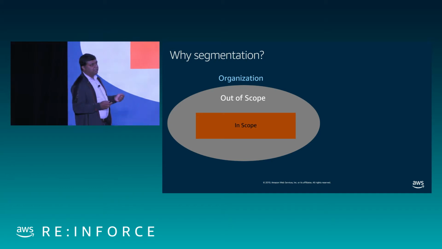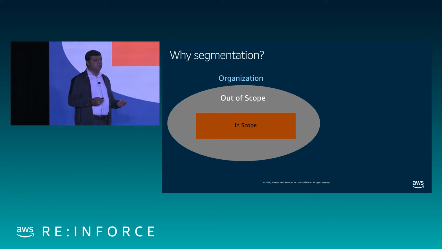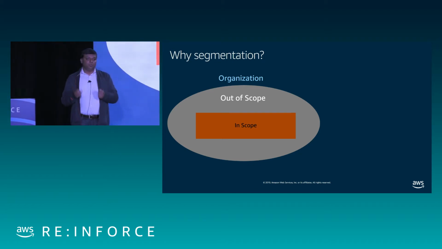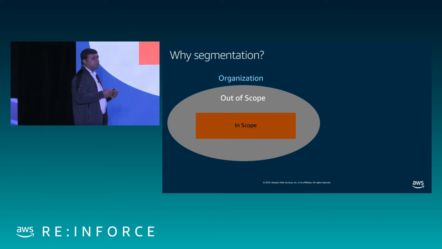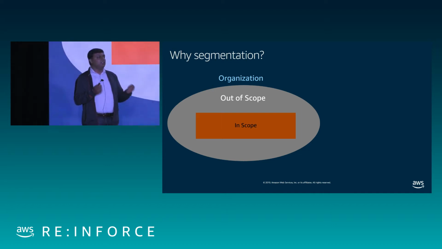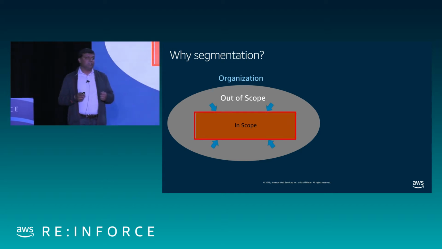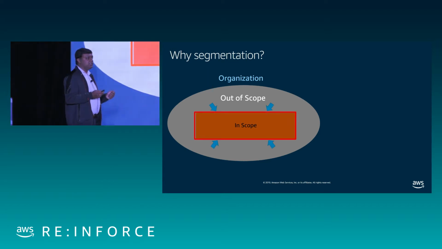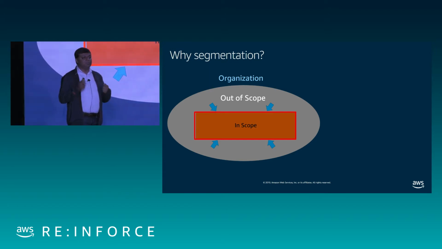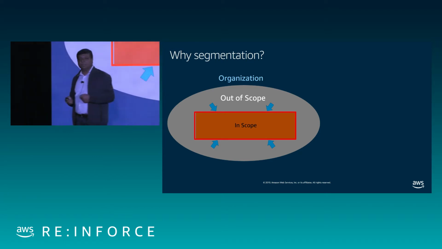PCI DSS requires, or the guidance is, that for a system to be considered out of scope, there has to be reasonable assurance in terms of controls to prove that if those out-of-scope systems get compromised or have a negative security factor, they cannot impact the security of your CDE systems. And this is where we bring in our segmentation controls. Segmentation controls are those controls that ensure that your out-of-scope system is truly out of scope, and does not have a negative impact on your CDE systems.